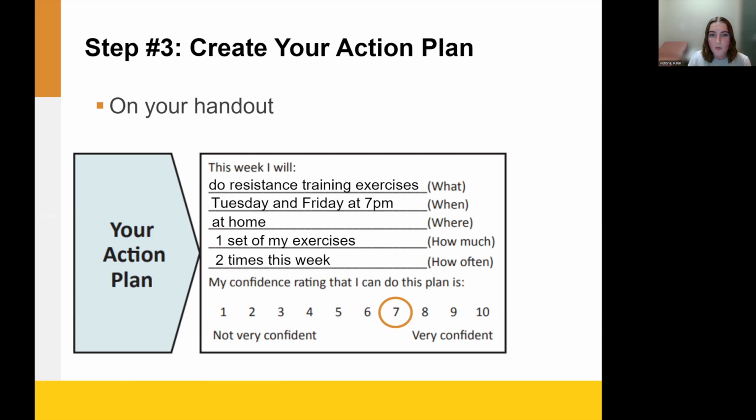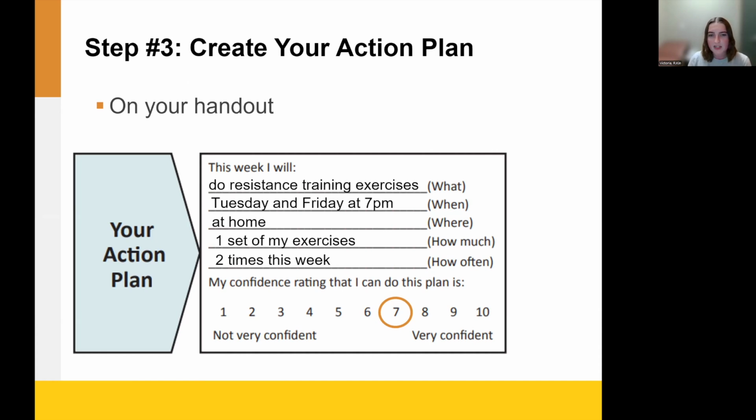So, for example, back to my action plan here, my reflection might look something like this. So, what went well this week, Tuesday at 7 p.m., I did my resistance training session. It went really well. It felt challenging, but I felt confident in doing it. What did not go as planned? Friday at 7 o'clock rolled around. I had a long week and I was way too exhausted to do my resistance training.